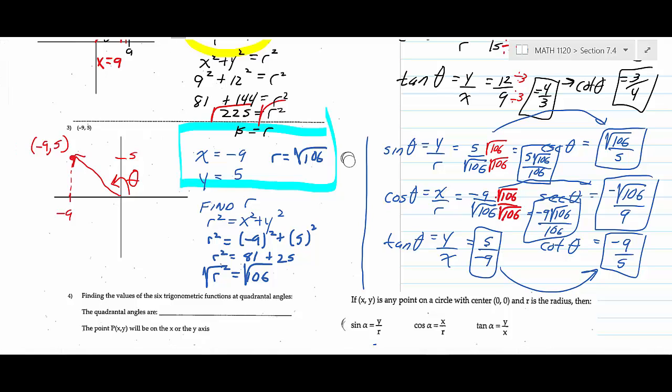So what we would ultimately be looking for is the sine in a rationalized form and the cosecant in a rationalized form, the cosine rationalized, the secant rationalized, and so forth like that. The hardest part of the problem is just finding r, and then knowing definitions and rationalizing. That's what you've got to do.